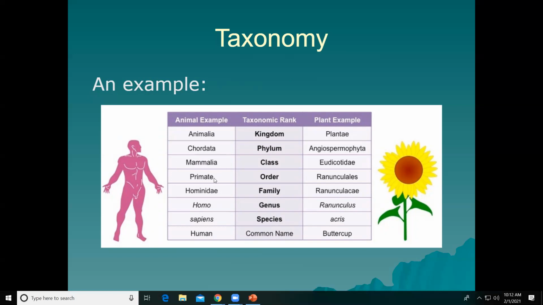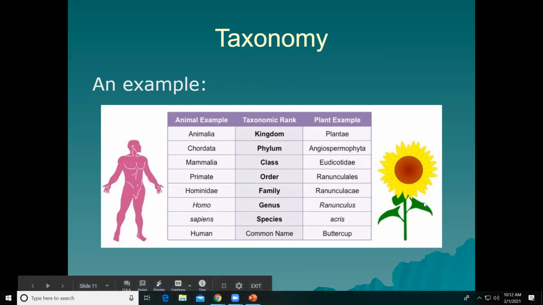And you can continue looking: we're part of the primates order, our family is Hominidae, then our genus is Homo and species is sapiens. So our scientific name is Homo sapiens. And then our common name is humans. So that's what we are.